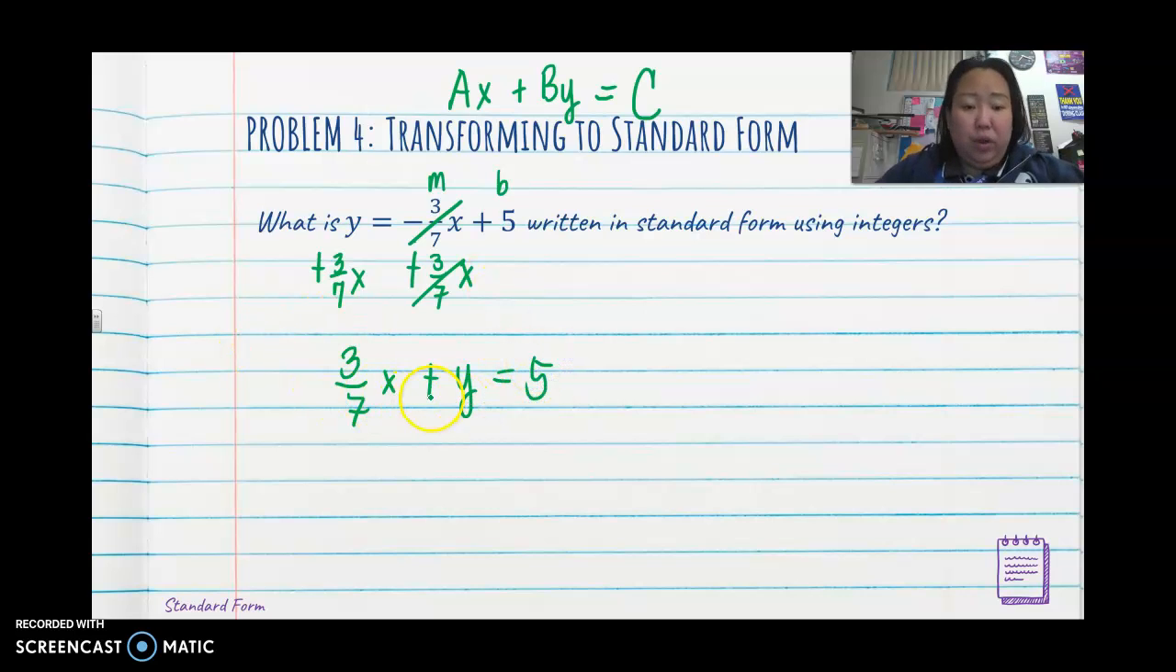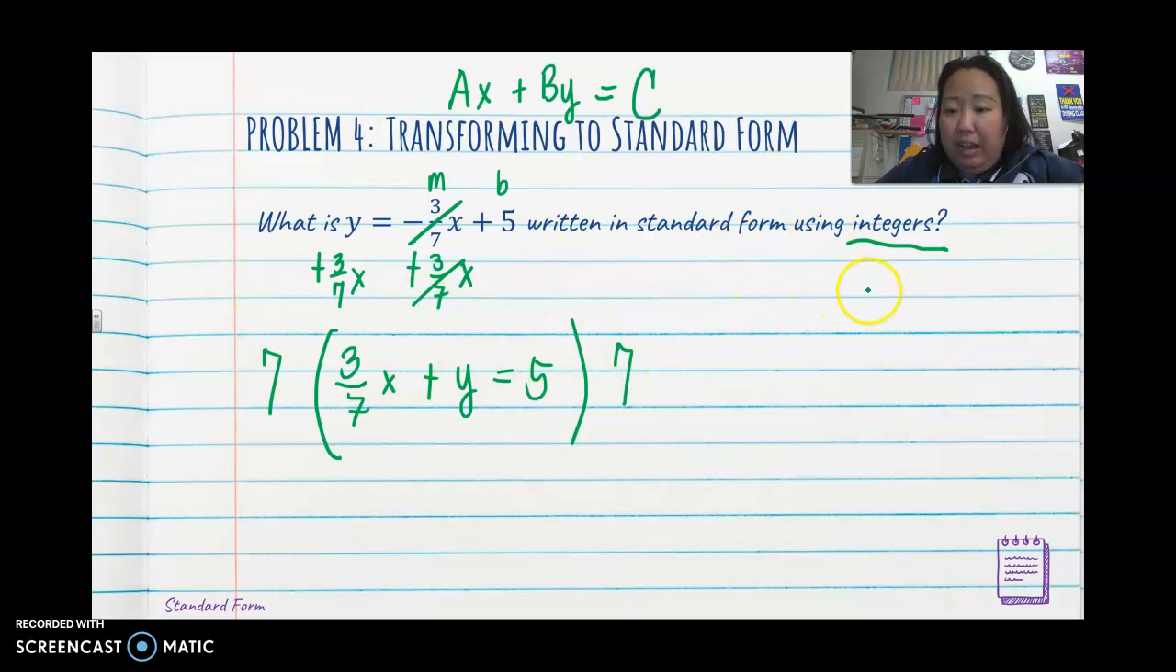Now, Miss, x and y are already together. Yes, but it specifically said in the question that your coefficients need to be integers. So as you can see, we have a fraction coefficient with x. So how can we make it an integer? Well, if you are given a fraction like this, all we need to do is get rid of that denominator, 7. So what we can do is multiply everything by that denominator, which is 7, okay? So we have to multiply everything by 7.